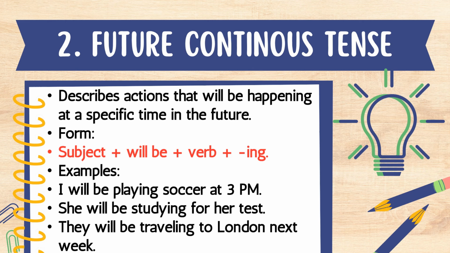Next comes our future continuous tense. In future continuous tense, it describes the action that will be happening at a specific time in the future. Okay. For making these type of sentences, you should have a subject, then you will add will be, and then verb plus ing form. Okay, so how? I will be playing soccer at 3 p.m. Okay, so will be and playing, ing. So it is future continuous tense. She will be studying for her test. Will be means we are talking about the future, right? They will be traveling to London next week. That means again we are talking about the future, right?